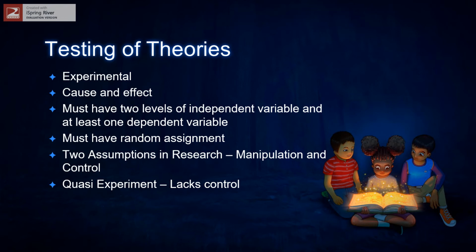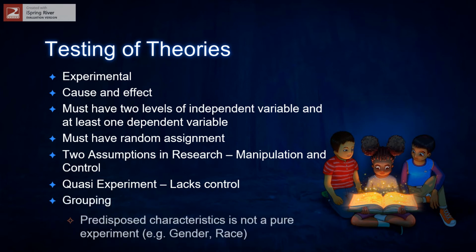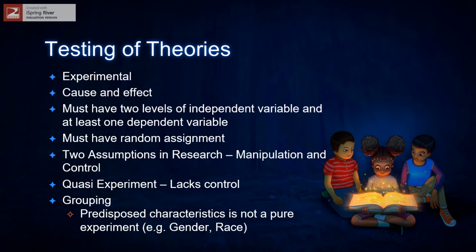And then sometimes we use grouping in an experiment. Grouping individuals according to their predisposed characteristics is not a pure experiment. An example for that is when you base your experiment on gender and race.